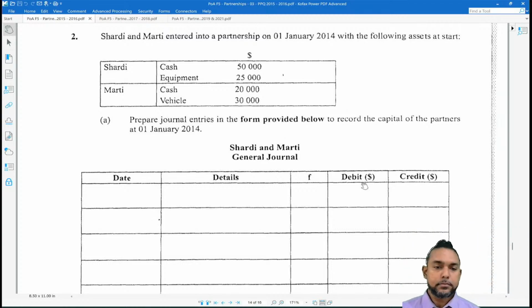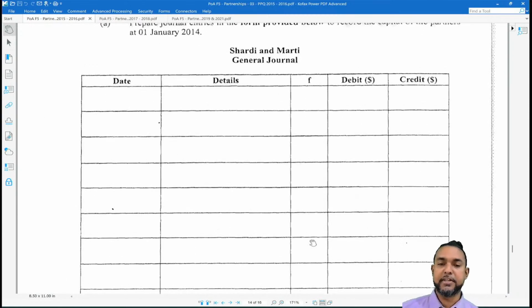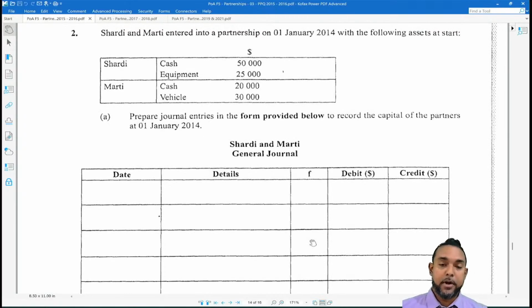All right, folks. This, just so you know, is a Jan 2015 partnership question. It says Shadi and Marty entered into a partnership on 1 Jan 2014 with the following assets at start: cash, equipment from Shadi, cash and vehicle from Marty. Prepare journal entries in the form provided below to record the capital of the partners on 1 Jan 2014.